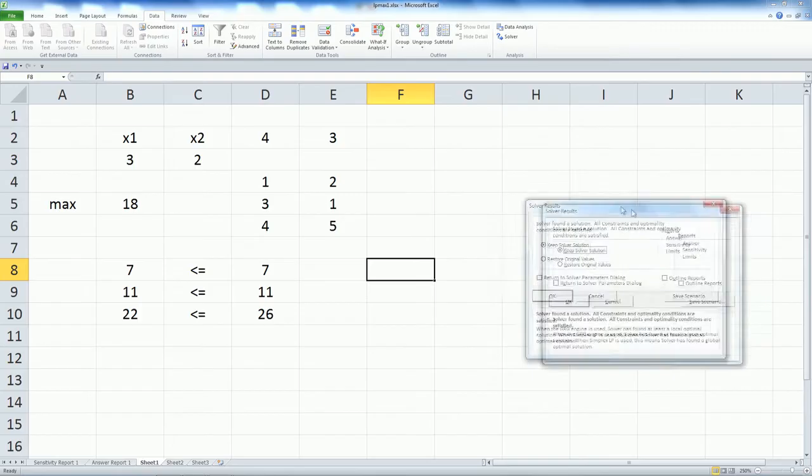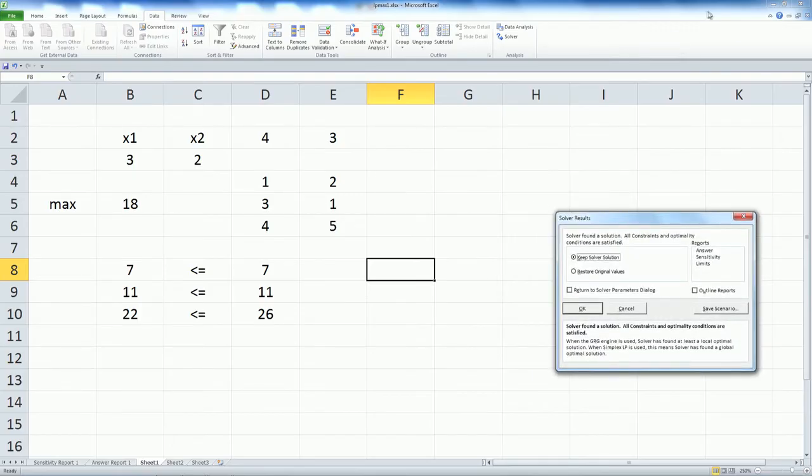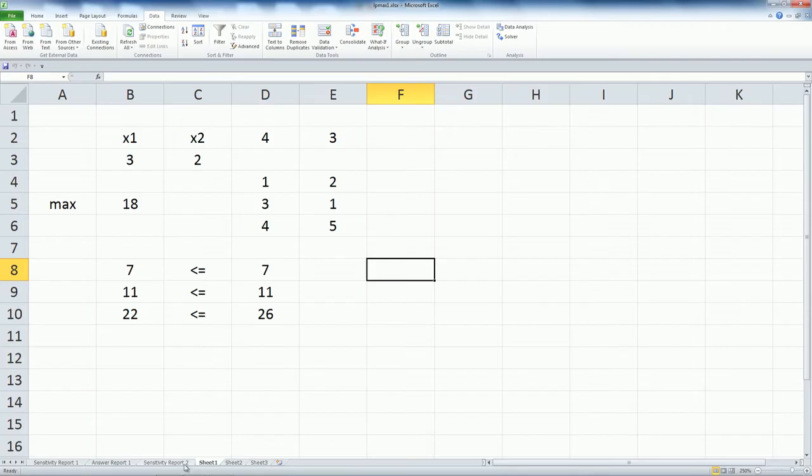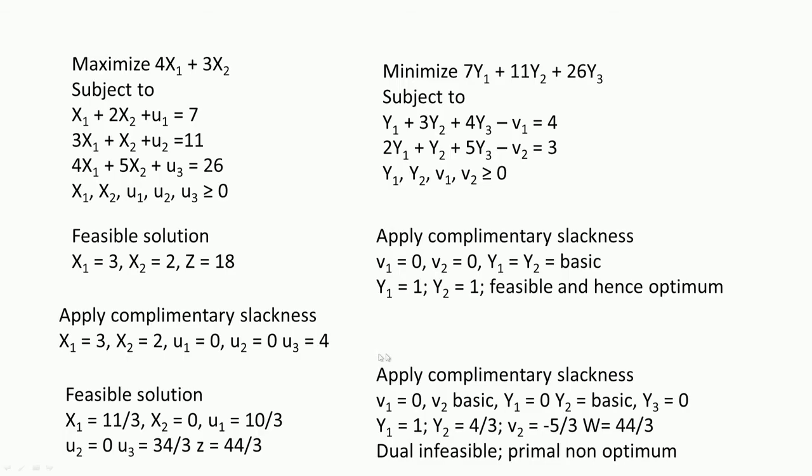We have actually used this problem before, we have actually used keep the solver solution, and then we also get the sensitivity report for this problem. So, we have a sensitivity report for this problem which I have put. We have actually solved this problem before to get the solution of z is equal to 18. So, we have used this in an earlier situation.